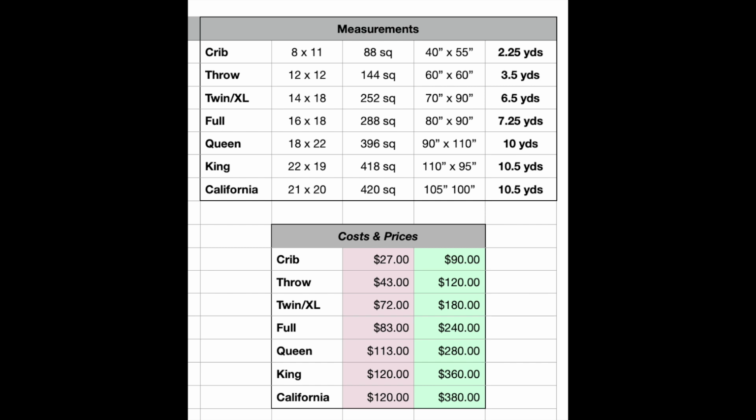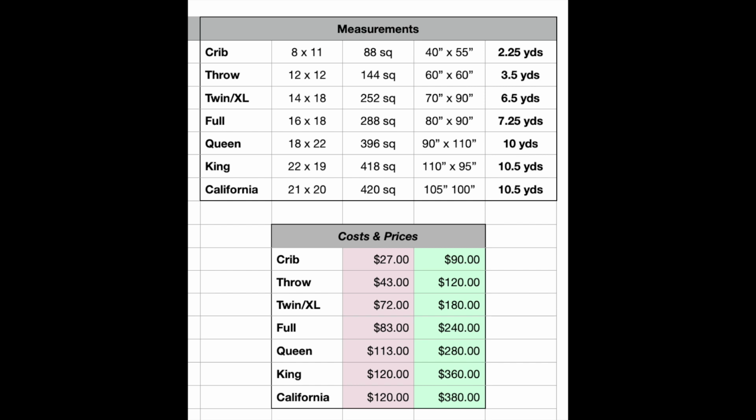If you want to take a look at that top table, that is the measurements of all of my quilts. I do crib through California King. I have not made a California King. However, that is the size of my bed, so I'm going to be making one for us. And it's going to be these measurements, and I will definitely take you guys along with me on that journey because I know it's going to be pretty fun.